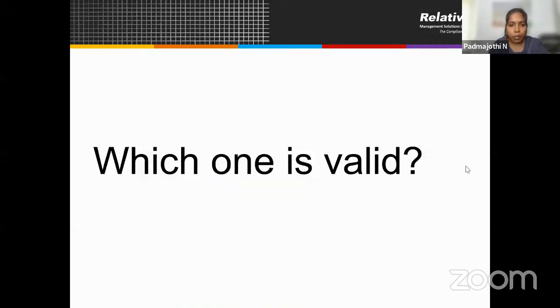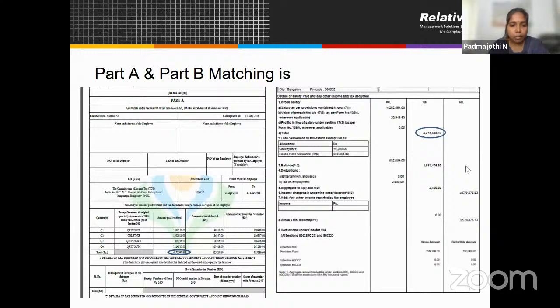Which one is the valid one? The valid one is that the amount of payment mentioned in Part A has to be matched with the gross salary total. Both have to be matched. This is what has to be matched.